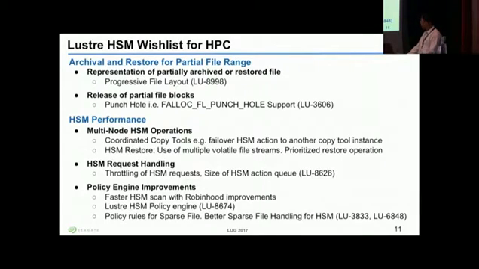A few other nice-to-have things are, for example, special file handling for sparse files, so that a policy engine or Robinhood engine can detect them and can exclude them altogether from archiving, or can take some granular actions.